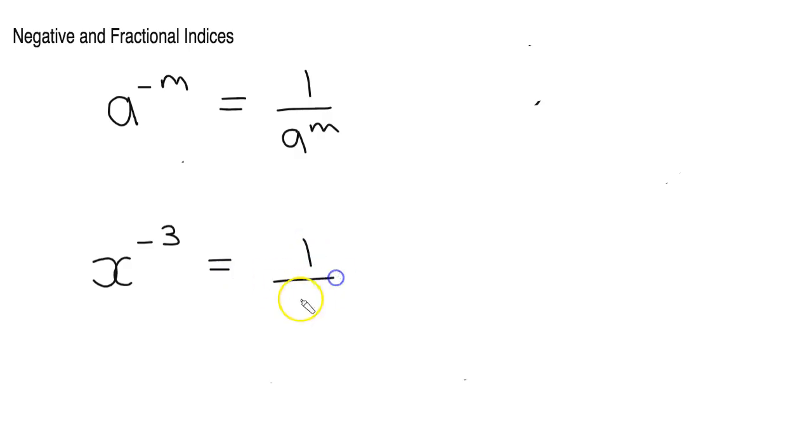Okay, so the last rule would be a to the power of minus m is equal to 1 over a to the m. So practically, how could we apply this? Well, let's say we wanted to work out x to the power of minus 3. That's the same as 1 over x cubed.